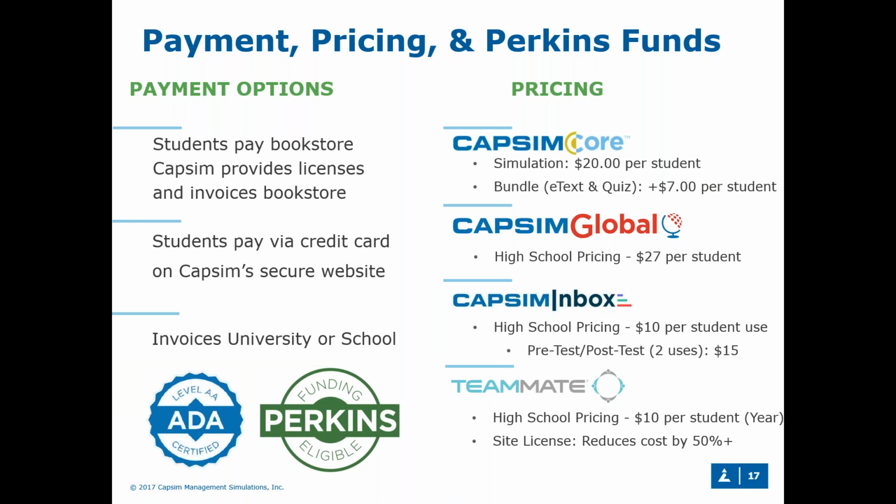And then finally, we have Teammate. Teammate is $10 per student, and this is for unlimited assessments and surveys within a given academic year. However, as we said, site licenses are more common, and they can be much more cost-effective too, reducing that per student price by well over 50%. Again, all of this pricing information will be provided to you via email, which will be included with the recording of this webinar.